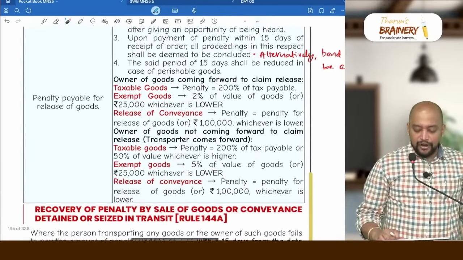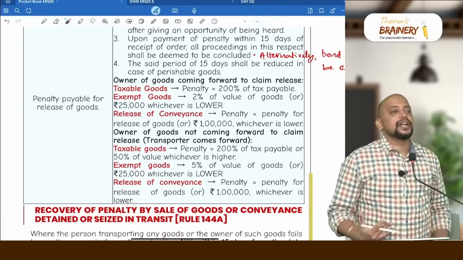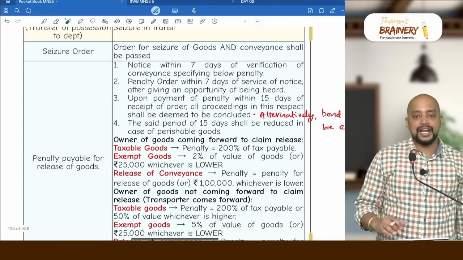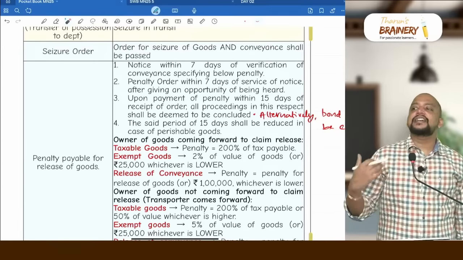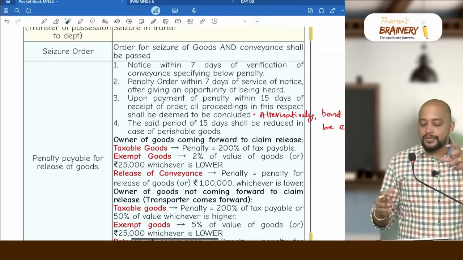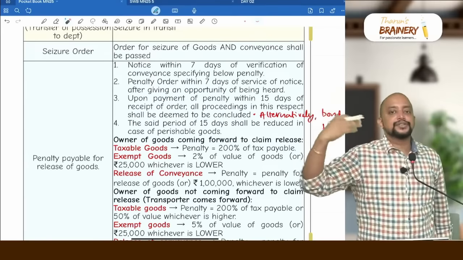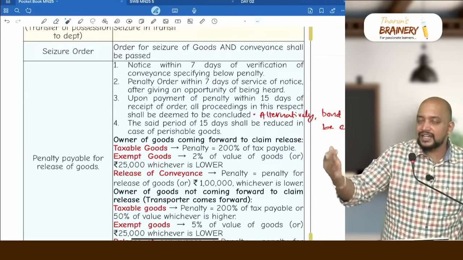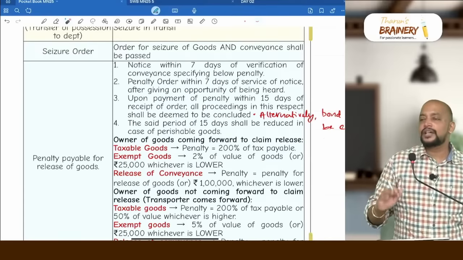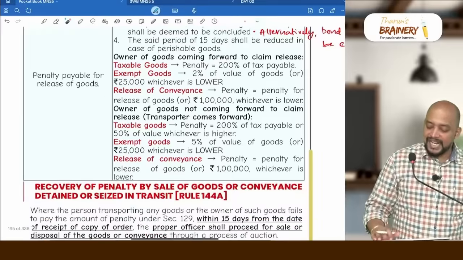Next, penalty payable for release of goods. Sir, is there any time limit for seizure order under 129? No, there is no time limit for seizure order under 129. Immediately, as and when they intercept, they will do the seizure order. So there is nothing like a time limit given here. That time limit is the regular time limit under the e-way bill. They will intercept the vehicle and do the physical verification; that is the only time limit. But for the seizure order, they will do the seizure immediately. Got it? And what is the penalty payable?